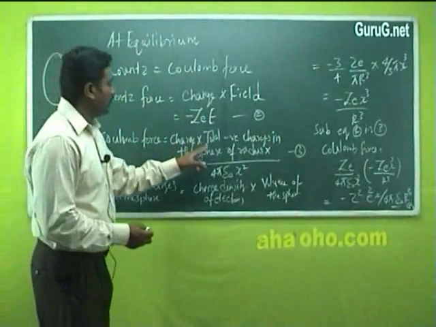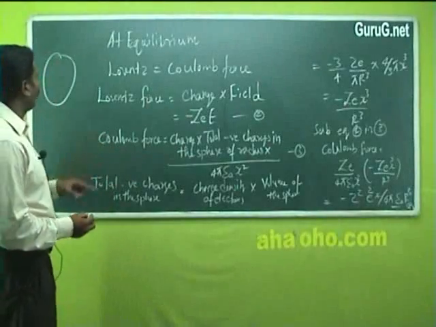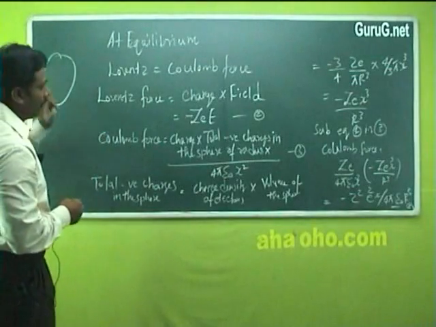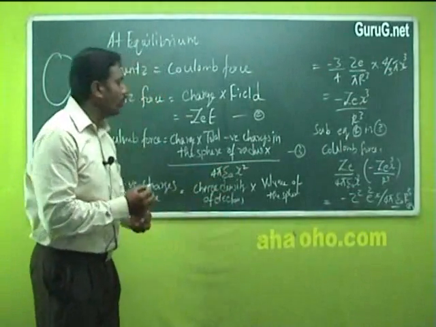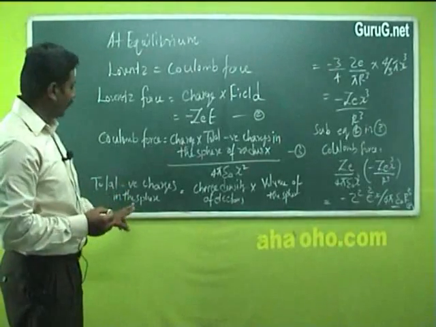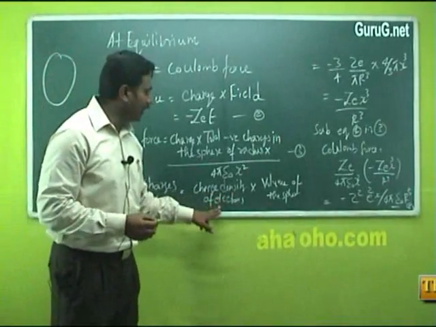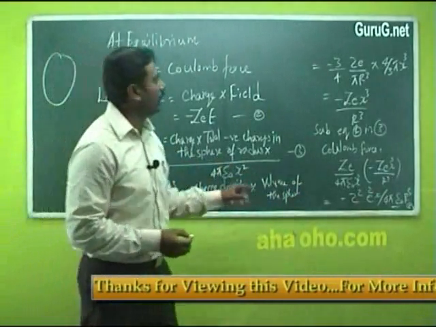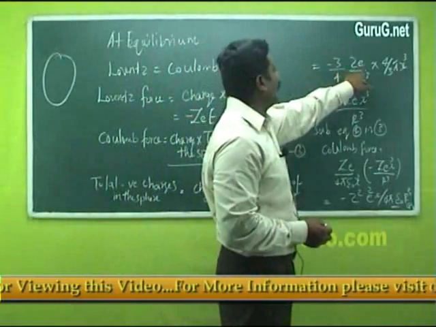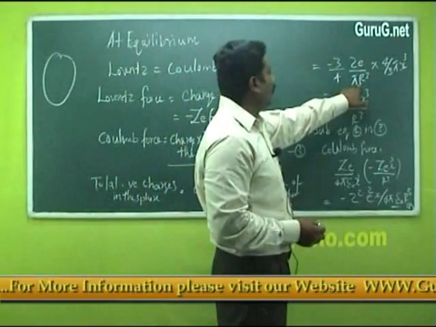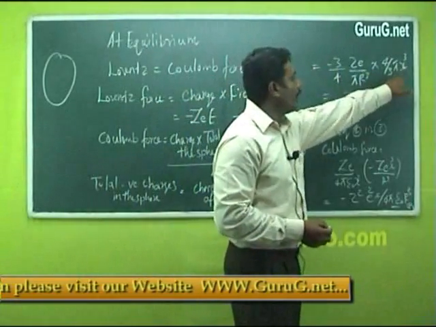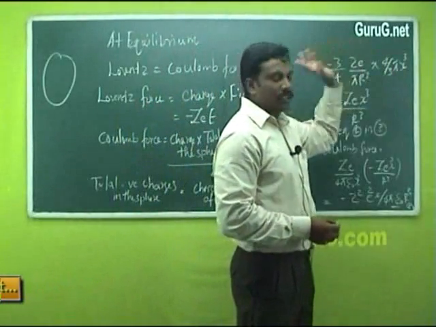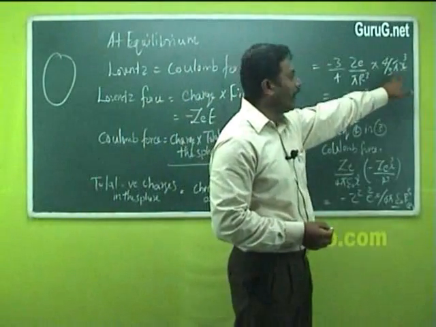Coulomb's force is equal to charge into total negative charges enclosed in the sphere of radius X, divided by 4 pi epsilon naught into X square. The total negative charges enclosed in the sphere is equal to charge density of the electrons into volume of the sphere. Charge density is minus 3 ZE by 4 pi r cube, into 4 by 3 pi x cube. 4 by 3 pi r cube is the volume of the sphere; since we have considered x, it is 4 by 3 pi x cube.